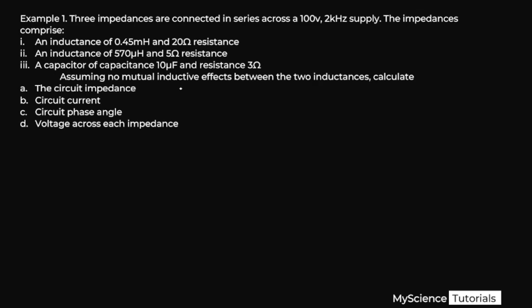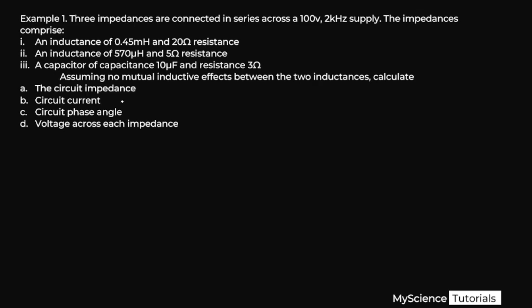Three impedances are connected in series across a 100 volts, 2000 hertz supply. The impedances comprise of: I, an inductance of 0.45 millihenry and 20 ohm resistor; II, an inductance of 570 microhenry and 5 ohm resistor; III, a capacitor of capacitance 10 microfarad and resistance 3 ohms. Assuming no mutual inductive effect between the two inductances, we are to calculate A, the circuit impedance, B, the circuit current, C, the circuit phase angle, and D, the voltage across each impedance.